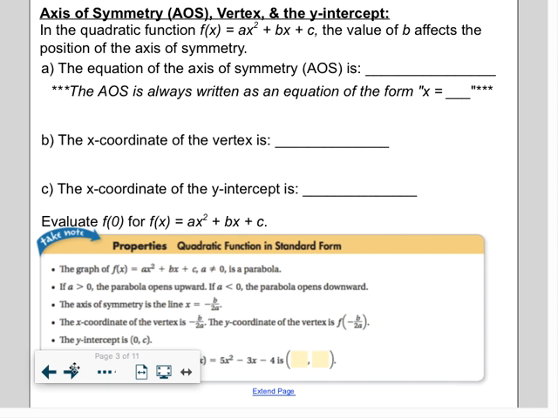It says in the quadratic function, f of x equals ax squared plus bx plus c, the b value affects the position of the axis of symmetry. The axis of symmetry is x equals negative b over 2a.